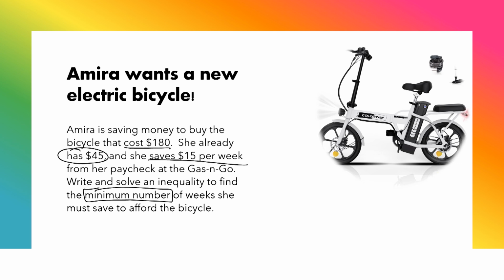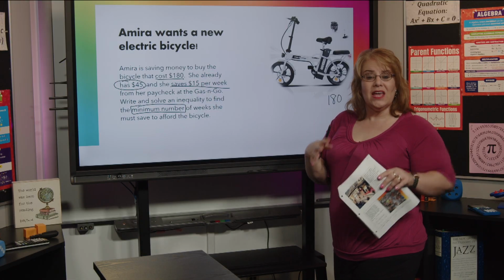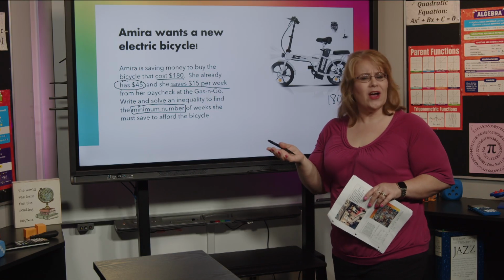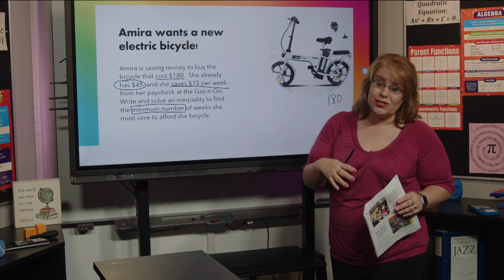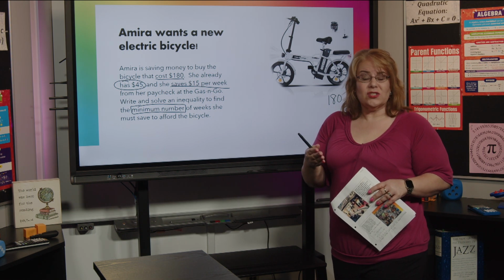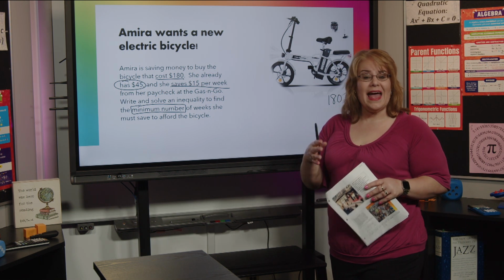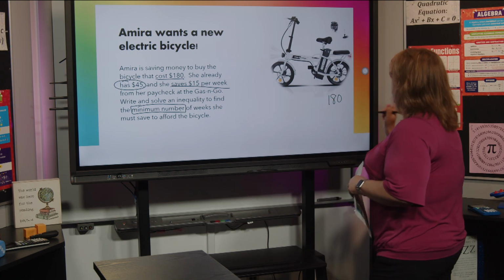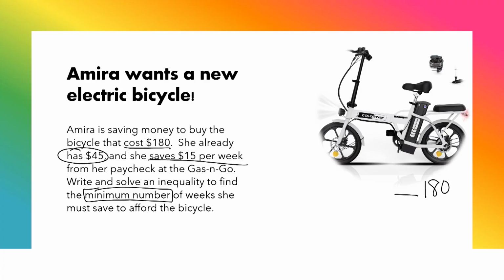Now, this bicycle costs $180. Now, what she has to save has to be either equal to or greater than that $180. Well, you're probably sitting there going, why greater? Well, if she has less than $180, she's not going to walk out the store with the bicycle. So she's got to have either the $180 or more. So let's look and see what we got. So it's got to equal or it's got to be bigger, how much we save.